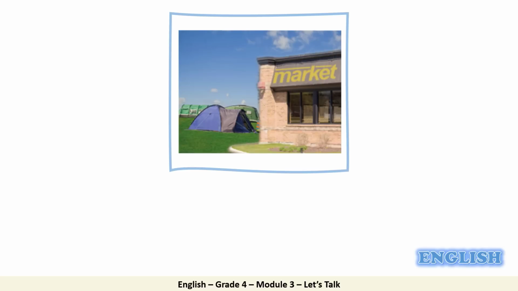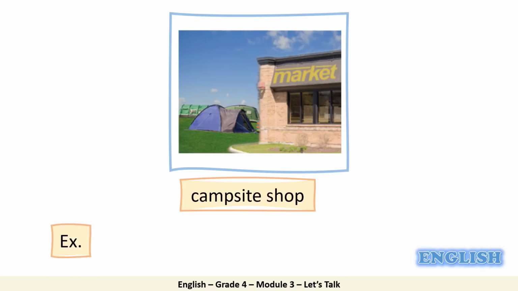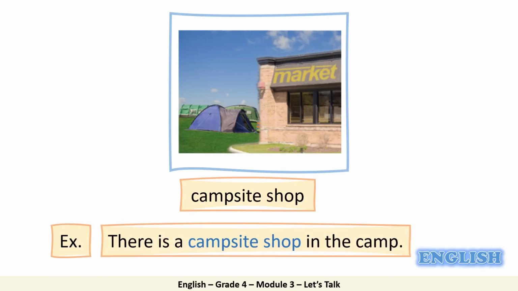In the picture, we see that this is a campsite. And there is a small building. People buy things from this building. So this is a campsite shop. Read the example with me. There is a campsite shop in the camp. Excellent. And the word campsite shop is a noun.